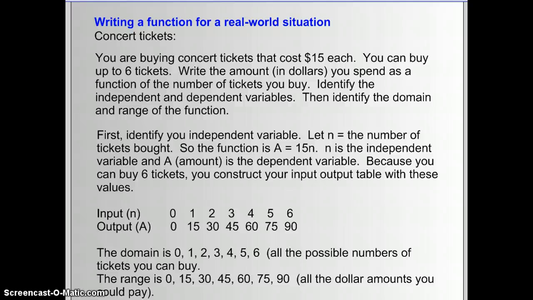The domain is that list, the list of all the possible numbers of tickets you can buy, while the range are the amounts you calculate, the 0, 15, 30, 45, 60, 75, and 90. Those are all the dollar amounts you could pay.